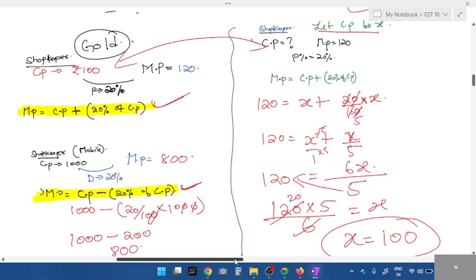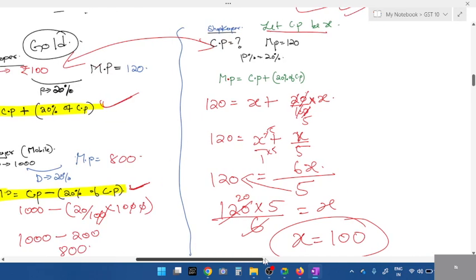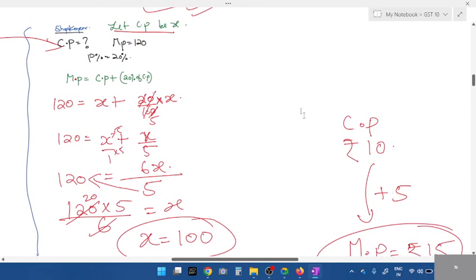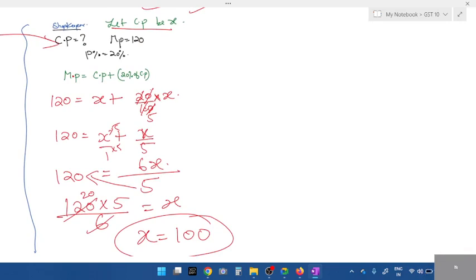Is it clear, students? Okay. So in 10th standard, they'll ask you a question like this: 100. On top of this, they'll tell you to add GST. That's it. So GST is nothing but your profit loss discount. What have you studied in 8th and 9th? Profit loss discount plus GST topic.